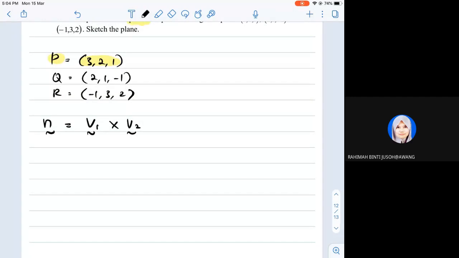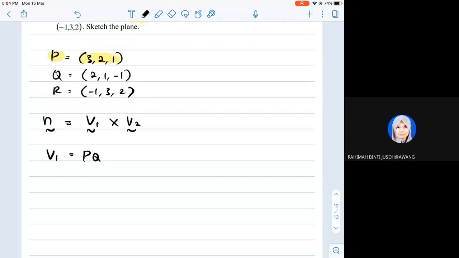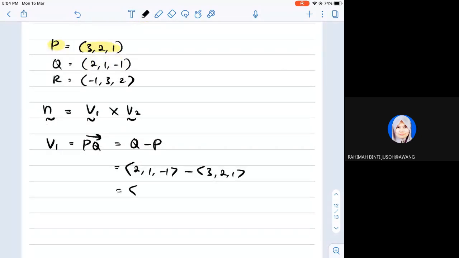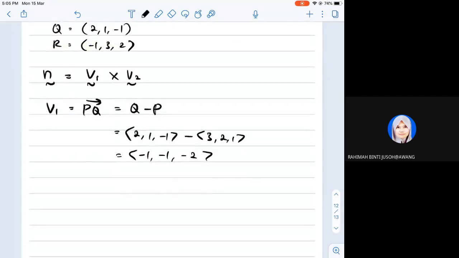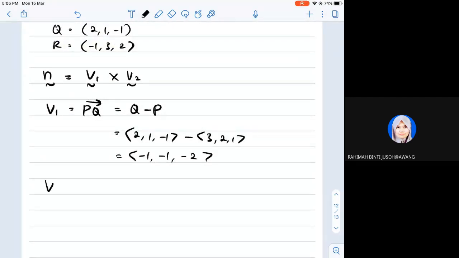Alright. So V1, we can have the parallel vector from P to Q. So Q minus P. The vector for Q is 2, 1, negative 1 minus 3, 2, 1. So we will have 2 minus 3 is negative 1, 1 minus 2 is negative 1, negative 1 minus 1 is negative 2, isn't it? Guys, if I am careless, tell me, don't just copy. Look too, I'm afraid I'll be careless this evening, as usual.